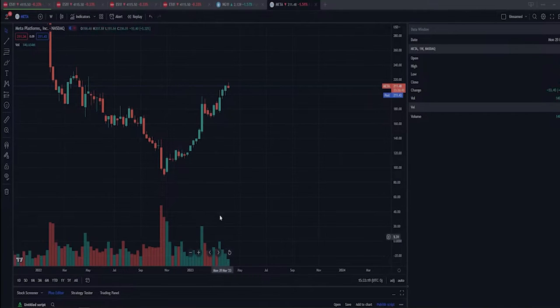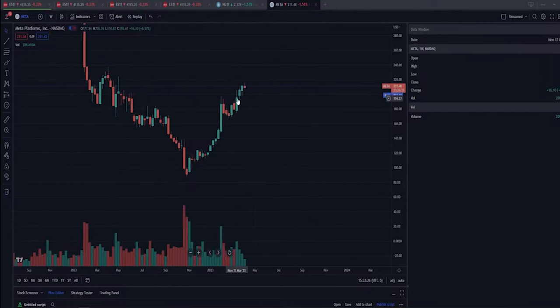This is from last week. So are we expecting a pullback? And where is it going? This is where your resistance levels come in. You would have to look back at the chart.